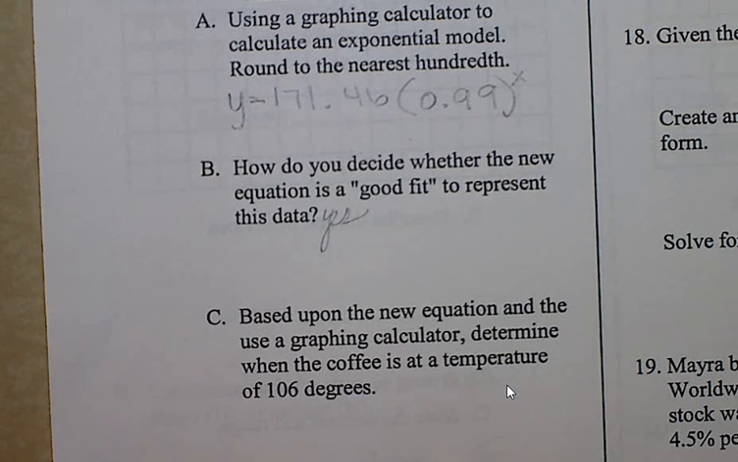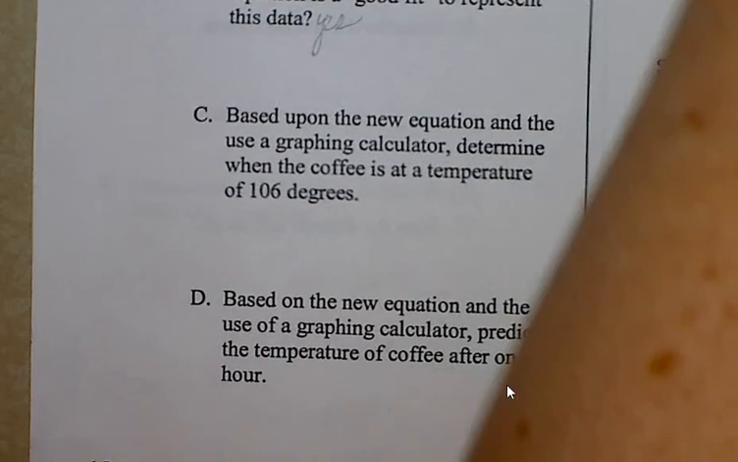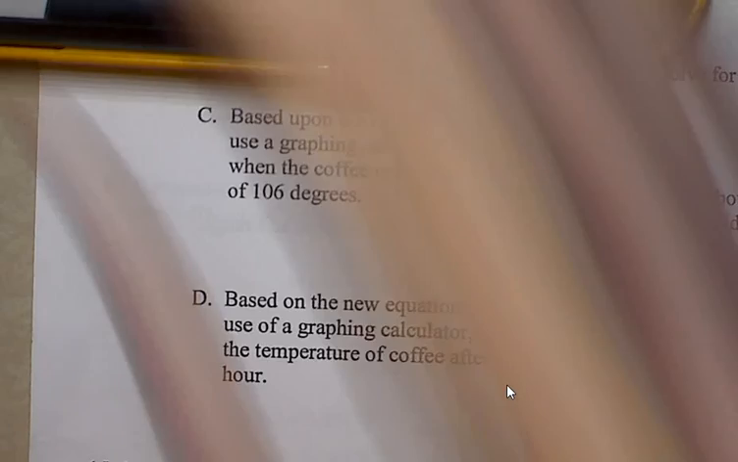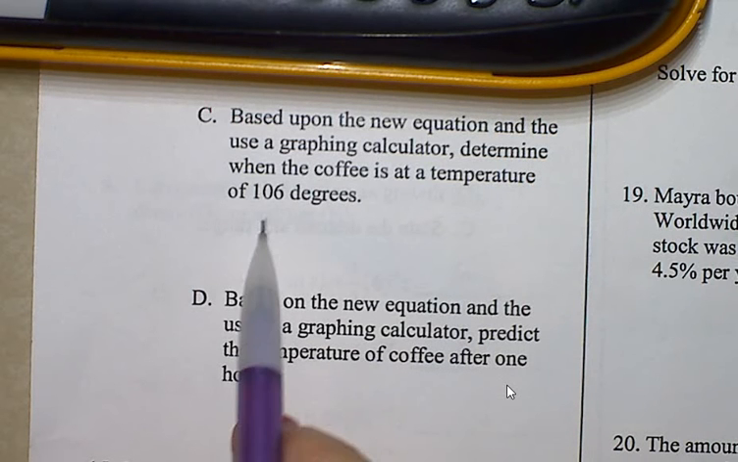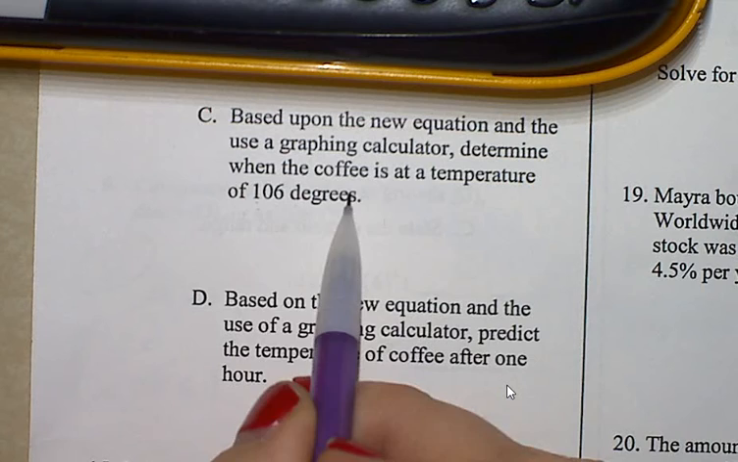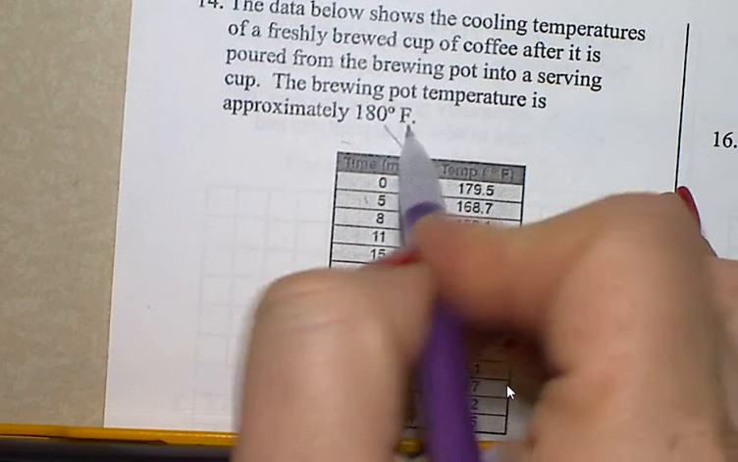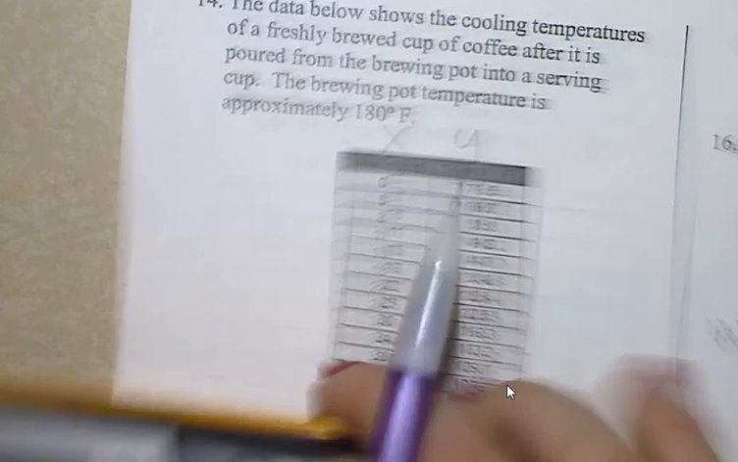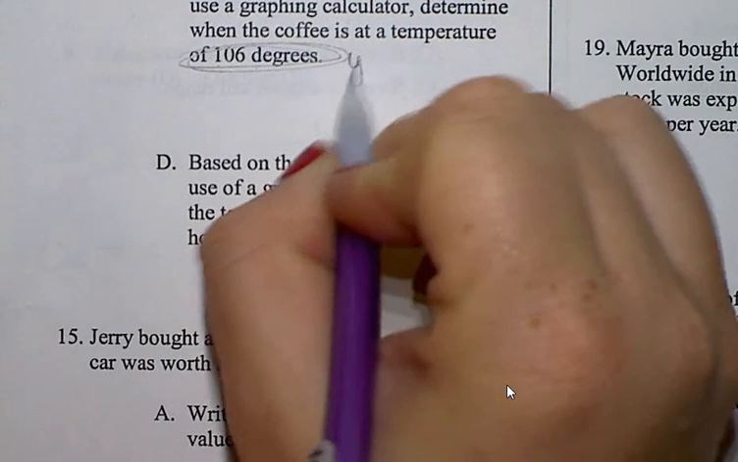Part C says we're going to use the exact equation from the exponential regression model, and we want to determine when is the temperature equal to 106 degrees. Notice it says degrees, and if I look up above, degrees is a y term, so I'm given degrees. So come back to part C and write y equals 106.